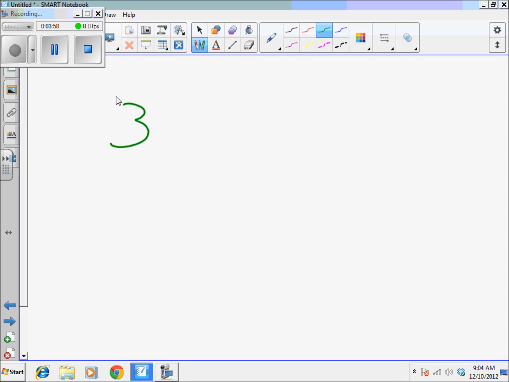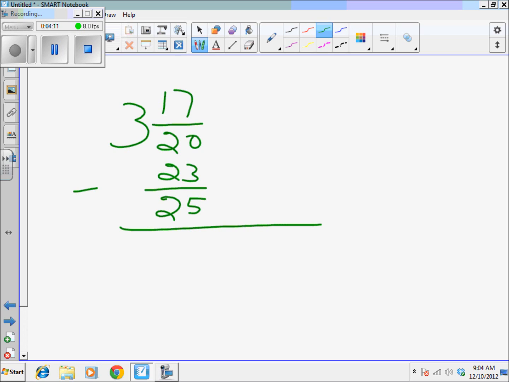14/20ths, right? Minus 23/25. Okay? The first thing we have to do is find the least common denominator of 20 and 25, which is 100.